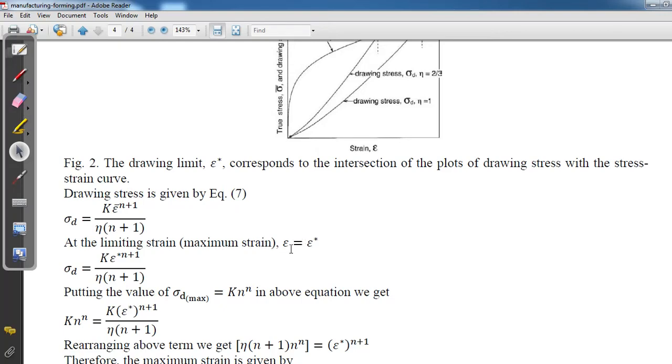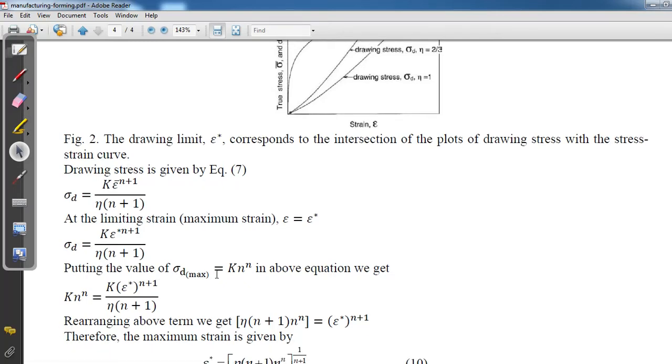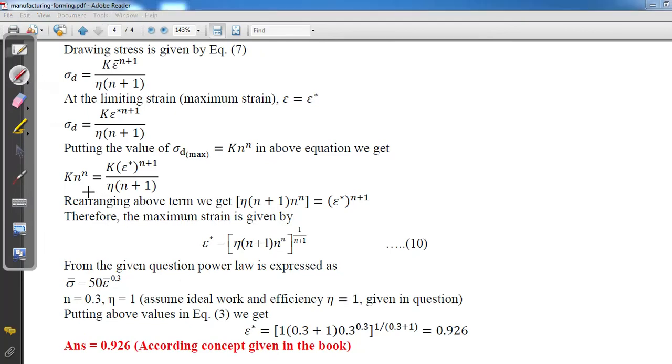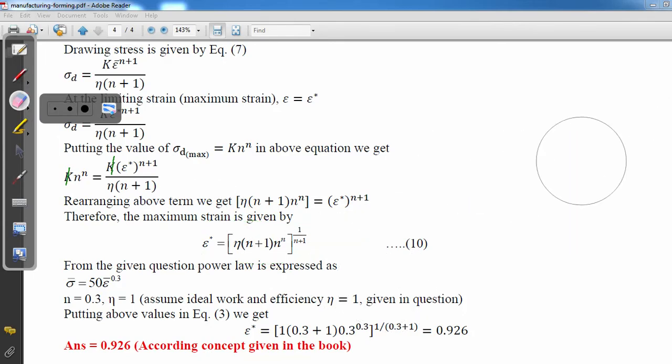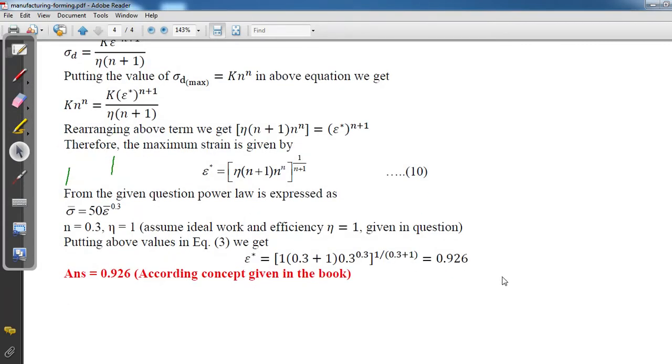At limiting strain, maximum strain will be epsilon equal to epsilon star. We have put it here, the epsilon star n plus 1 and this. Now putting the value of sigma d, we know the maximum value of sigma d max equal to k n to the power n. We will put it here, and now we will cancel this k and k and rearrange the terms. Rearranging will give efficiency term, n plus 1, n to the power n. We will put bracket, and here it is n plus 1. So here it will be 1 upon n plus 1 equal to epsilon star. This formula is given in the book exactly for this condition. Therefore, the maximum strain in annealed condition is written in the book. Putting the values given in the question into this formula, we have reached 0.926.